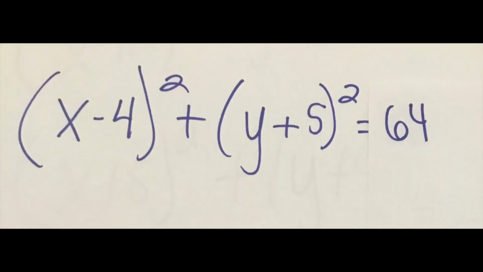This is my last example. So you do the opposite of whatever's inside the parentheses, and then you do the square root of whatever it's equal to.